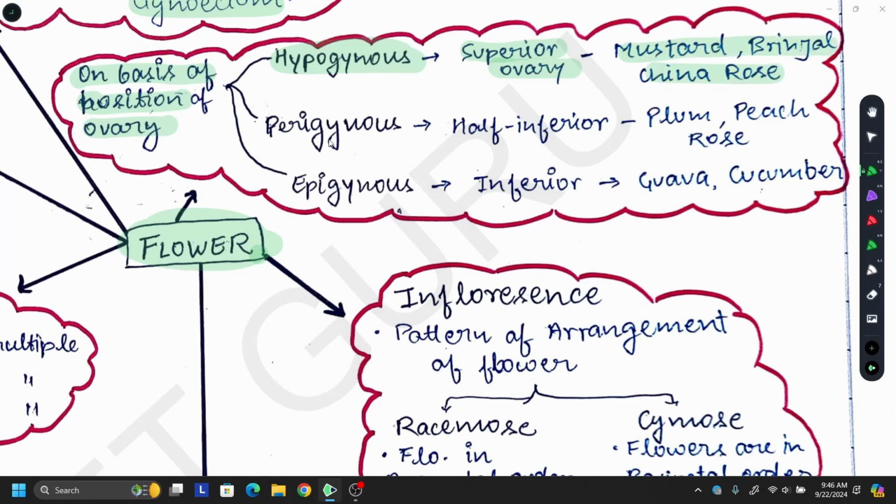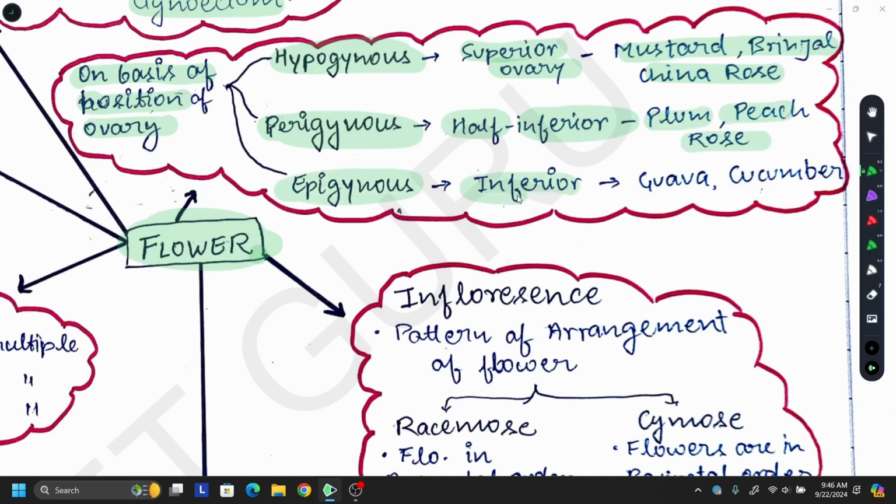Examples are very important. In perigynous condition, which is called half inferior or half superior condition, the ovary is at the same level as the petals, as the sepals, or as the androecium. Okay, so when ovary is at the same level as the other whorls, it is called perigynous condition. Example, plum, peach, and rose.